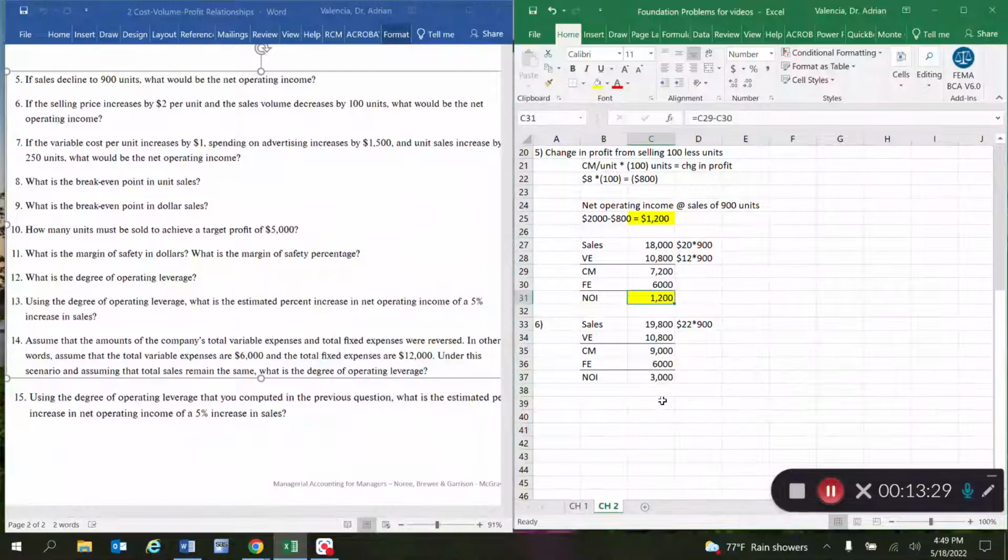And anytime I do a shortcut approach, I always verify with the actual income statement just to make sure that I did it right. But you could just grab that extra $2 times 900, and that'll be 1,800 plus 1,200. That's your $3,000.